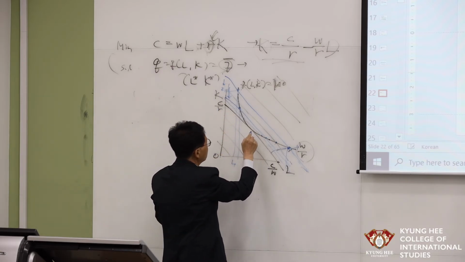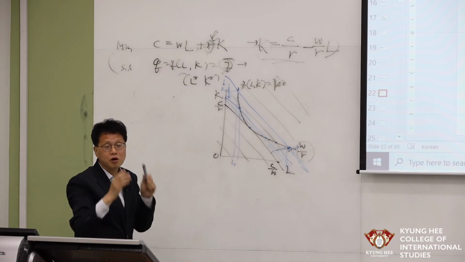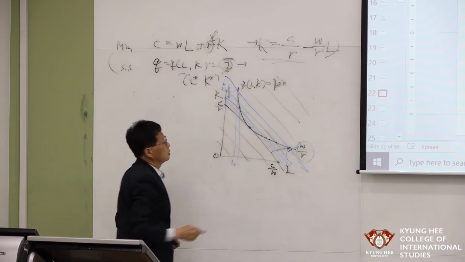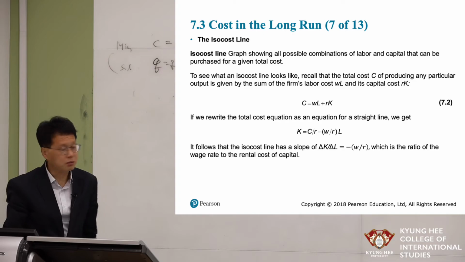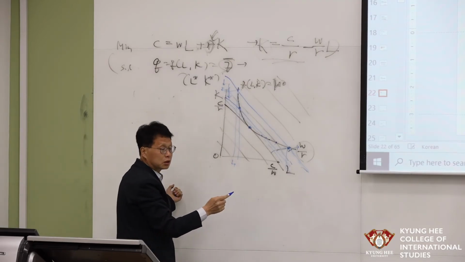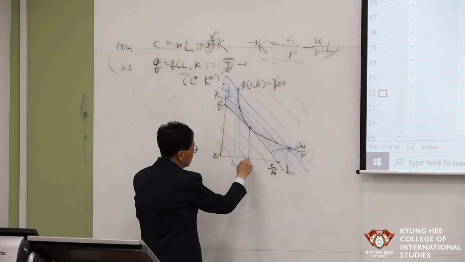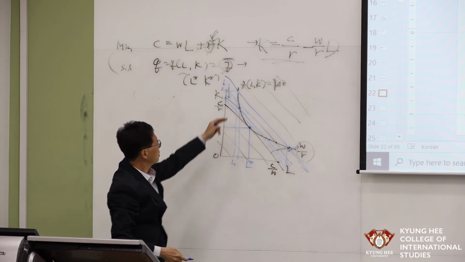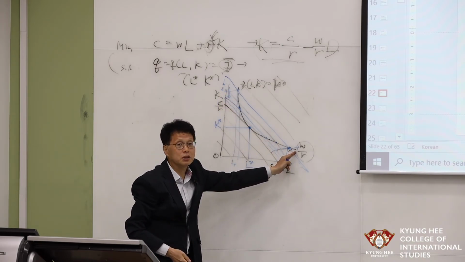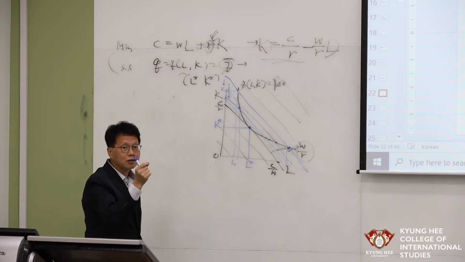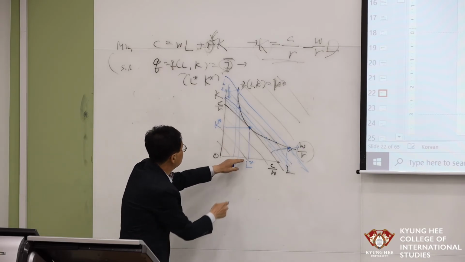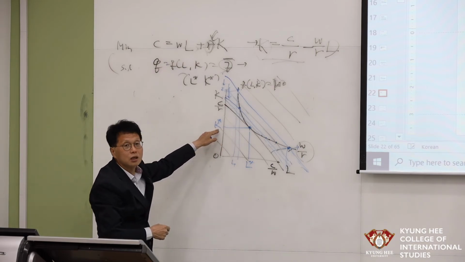In this way, we can find only one point to cook 100 pans of pizza with cheapest cost. That happens at this point. Okay? That is the cost minimization problem solution. At this point, we can say that is L star, that is K star. There are lots of ways to cook 100 pans of pizza, but there is only one labor and capital input mix to cook 100 pans of pizza with cheapest cost. That is L star, K star.